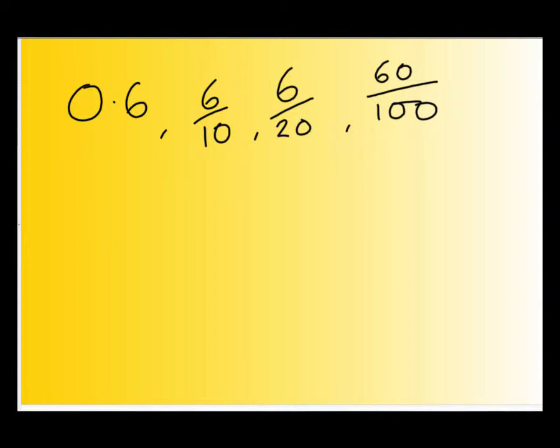Okay, so I can see 0.6, 6/10, 6/20, and 6/100. One of them doesn't fit. Now, it's a good idea to make them all the same language. If we can make them all fractions or all decimals, I think that's probably a good start. So that'll be the first thing we do, make them all the same language. Three of them are fractions, so perhaps we could just make them all fractions. This is a fraction, that's a fraction, and that's a fraction.